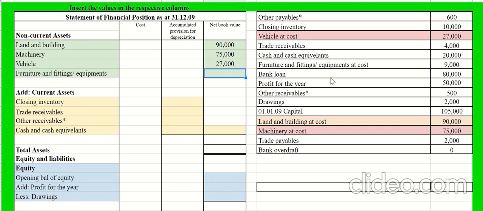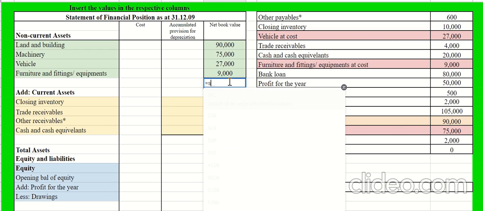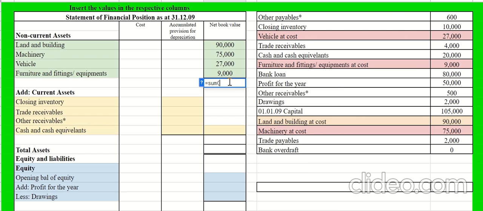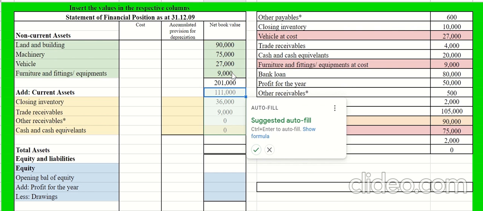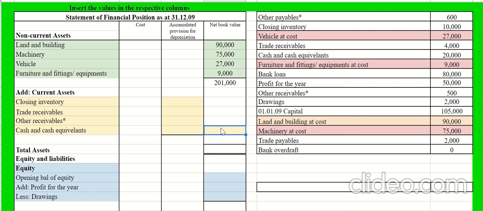Furniture and equipments, 9,000. Now, let's take the total of the non-current assets, which will give you 201,000.